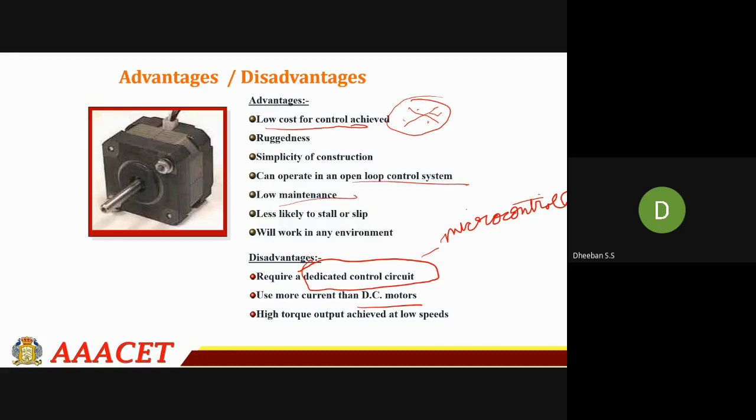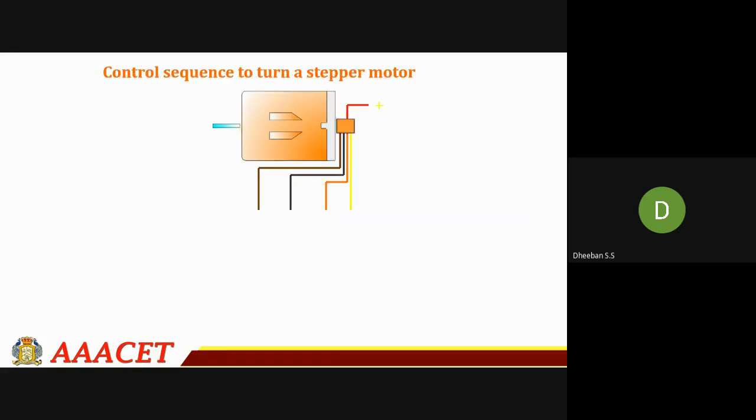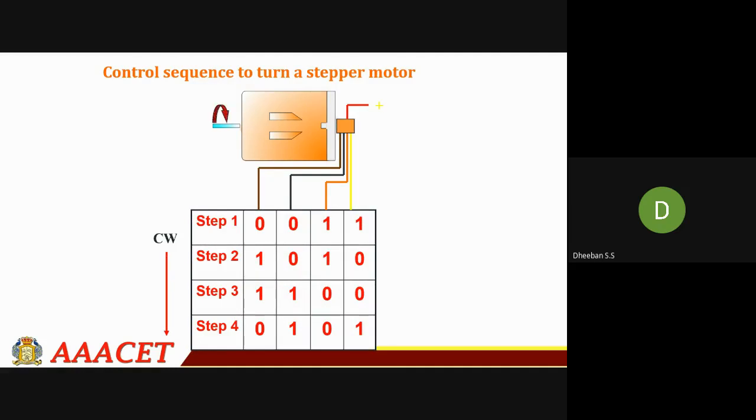Here high torque output is achieved at low speed, which I have already told about. Here is how you have to write the control sequence in the microcontroller. For step one, this is the control circuit. This is for clockwise rotation, and for counterclockwise you have to write it in reverse.